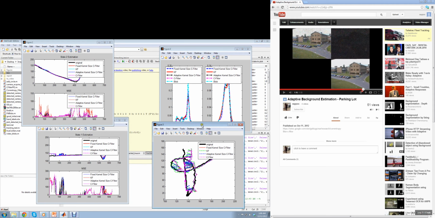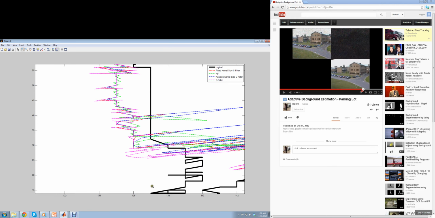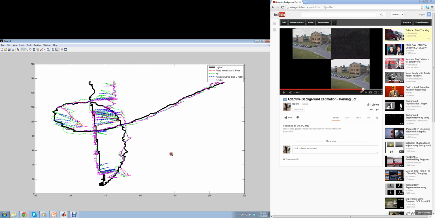So as I said, this is the trajectory. You see that the tracking is much more noisy, whereas the cyan line, which is the C filter, doesn't care about these outliers, and even the Kalman filter and the other filters are much less responsive to these noisy measurements.